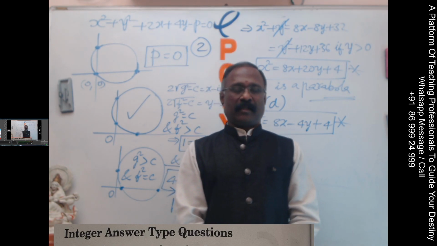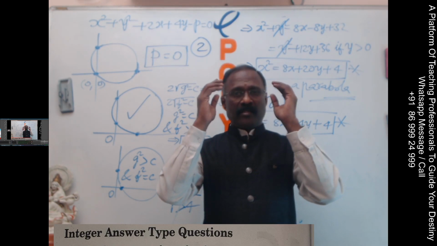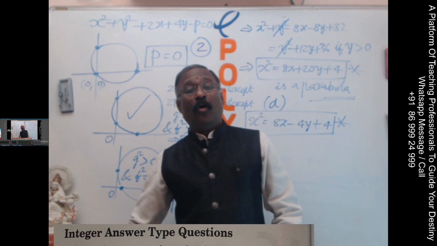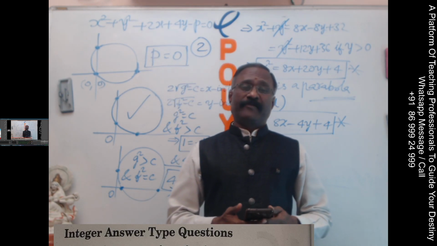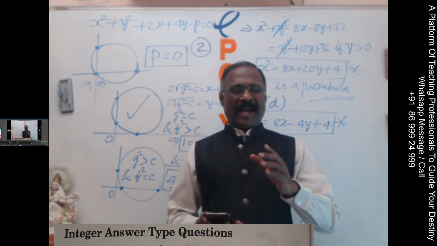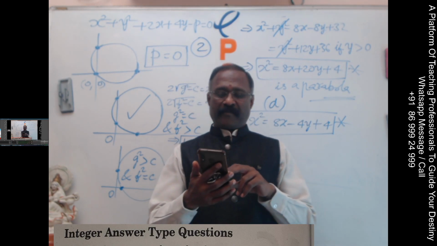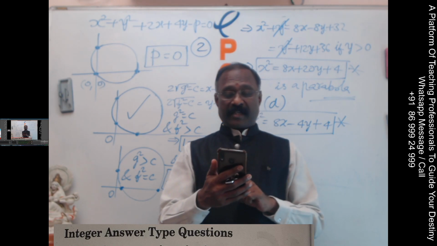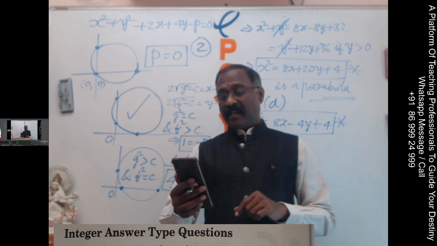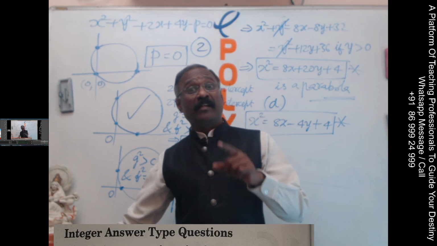what is a director circle? What is the definition of director circle? It is the locus of the point of intersection of perpendicular tangents drawn to a circle. That locus is nothing but the director circle.